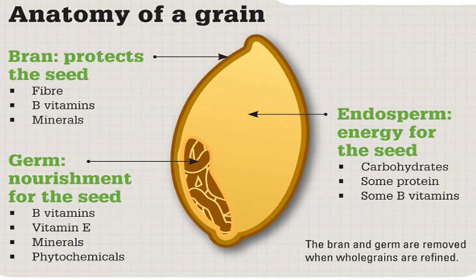Now, the bran and the germ are removed when whole grains are refined. That's why you get only the endosperm in the case of white rice and white flour and so on. But the bran and the germ remain when you're talking about brown rice and whole wheat flour, anything that we're talking about as whole wheat, dealing with cereal grain. So that's it. You have the anatomy of the grain: the bran, the germ, and the endosperm. These are the three main parts. There are other parts. Maybe you can think of them and list them.